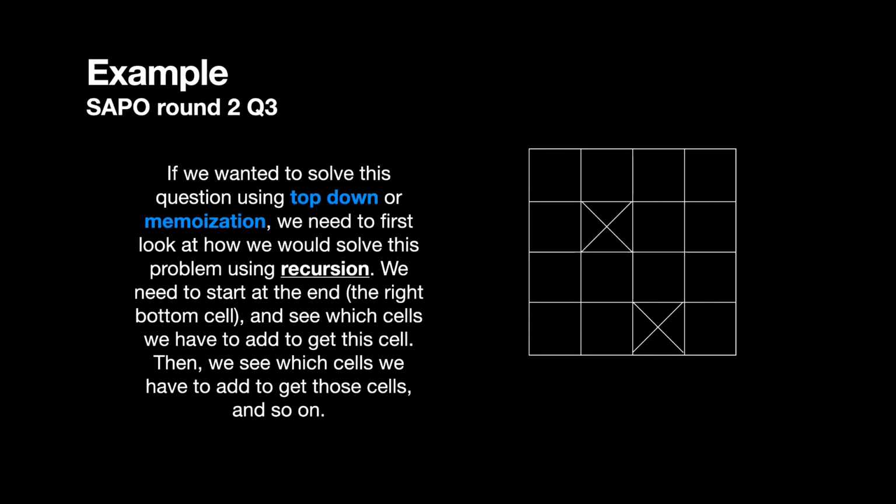If, for example, we wanted to solve this question using top-down or memoization, we would first need to look at how we'd solve this problem using recursion. We need to start at the end, the bottom right cell, and see which cells we have to add to get that cell. And then we see which cells we have to add to get those cells, and so on. So we look at what we want, the bottom right cell. We look at what we have to add to get the cell above it, since the cell left of it is blocked. And then for that cell, we add the top and the left. And then again, above and left. And for the other one, above and left.